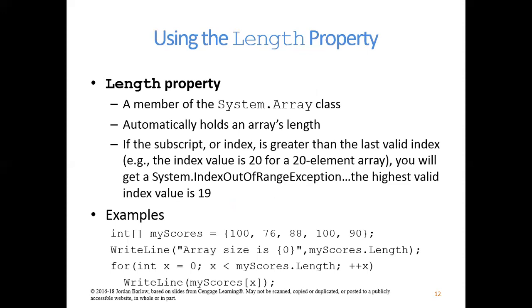The length property is very useful when you're referring to arrays. We saw the length property with strings, and the length property for arrays works the same way. It's an integer that tells you how many elements are in an array. The length is always 1 higher than the highest subscript of an array. So if you have an array of size 20, the length property will give you 20. The highest subscript is 19 because you start from 0.